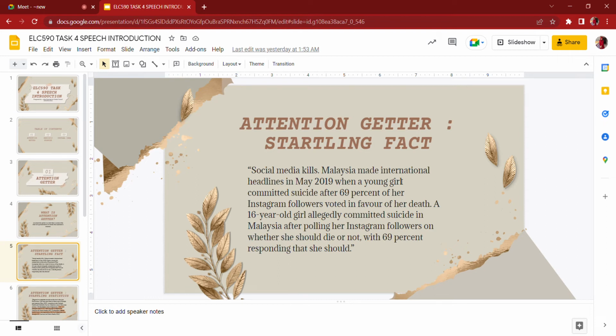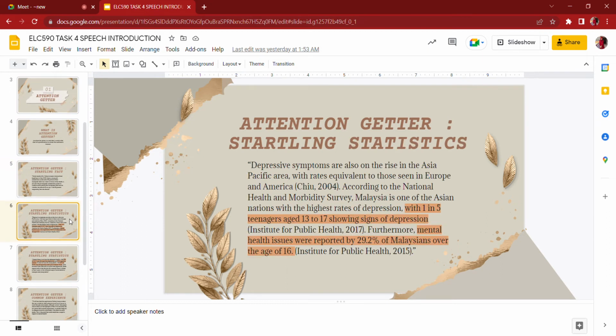Malaysia made international headlines in May 2019 when a young girl committed suicide after 69% of her Instagram followers voted in favor of her death. A 16-year-old girl allegedly committed suicide in Malaysia after polling her Instagram followers on whether she should die or not, with 69% responding that she should. Other than startling fact, I can start my speech by stating startling statistics.